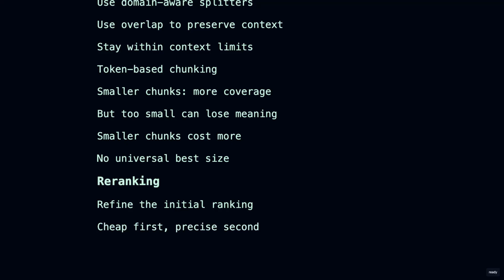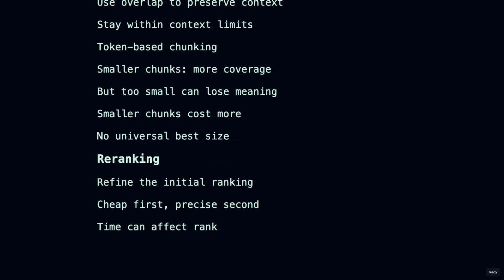A common pattern is to use a fast retriever to gather candidates, then apply a more accurate but more expensive method to re-rank them. They give you a good balance between speed and quality. Re-ranking can also use recency. In systems where freshness matters, newer items should often outrank older ones, like in news, email, or market analysis.